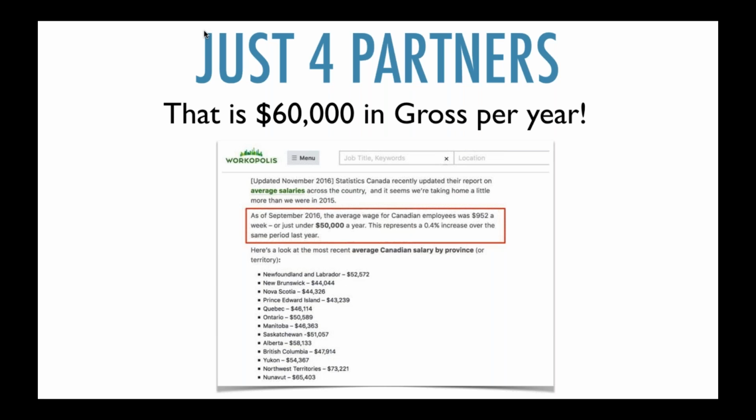Let's just look at some statistics, right? So I pulled this from Workopolis. As of September 2016, the average wage for Canadian employees was $952 a week, or just under $50,000 a year. So if you look at this from an overall statistical perspective, you can make more than the average Canadian worker by getting 4 people to send you mortgage business.